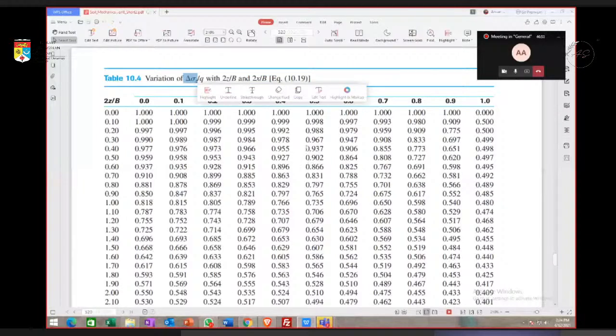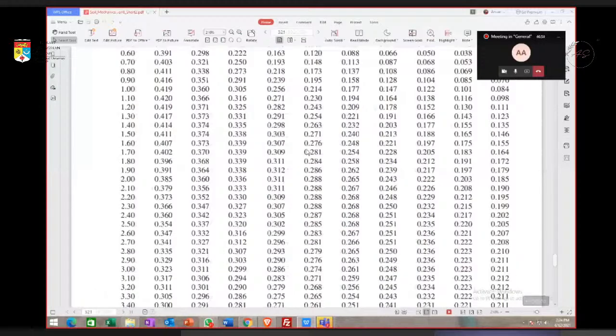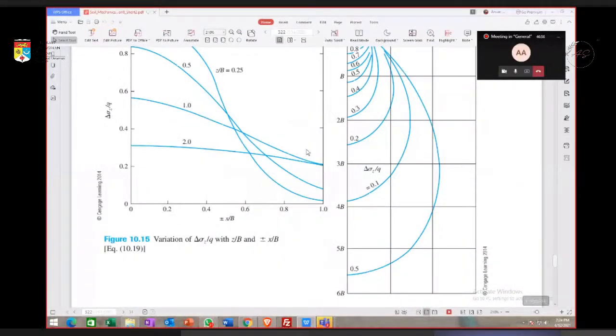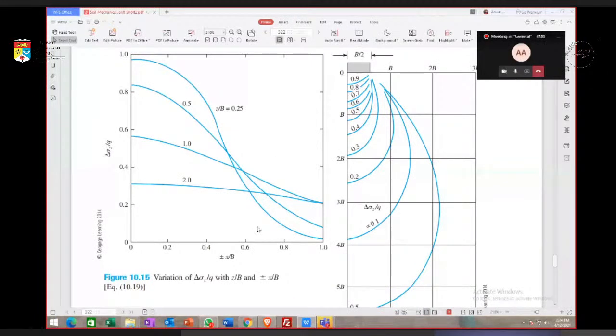The same thing, they should give the figure also, like this one. So we can look at the figure and find, at the end, we calculate the increase in vertical stress. Okay, an example is also given. You can look at the example and understand better.